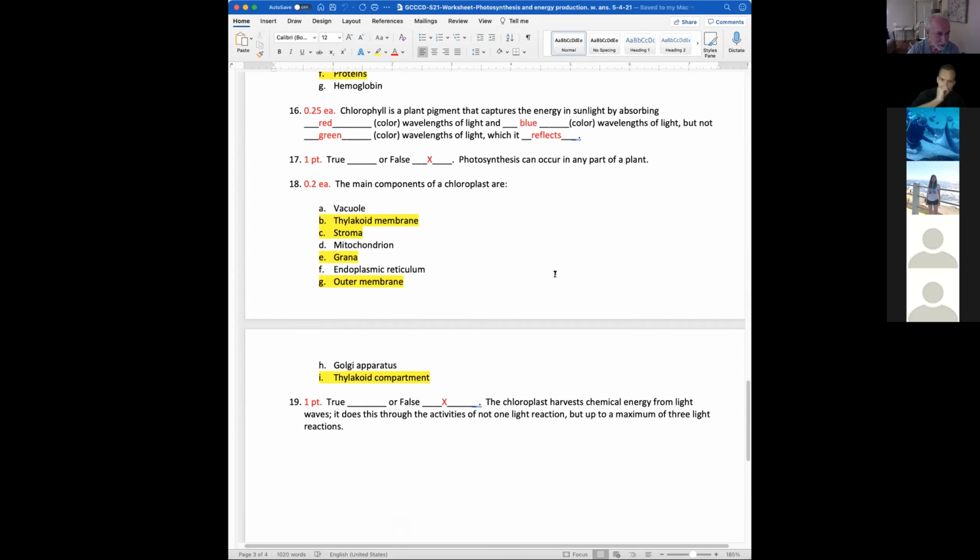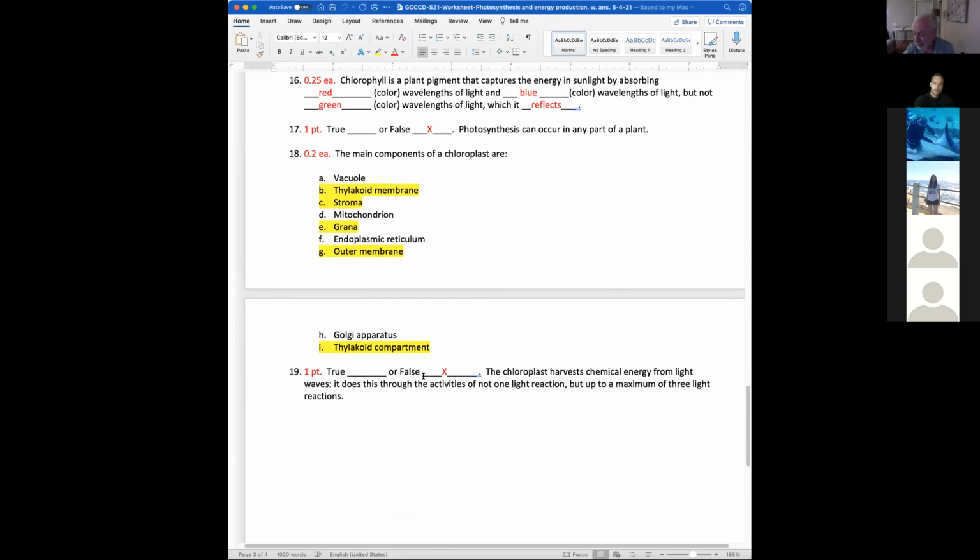The main components of a chloroplast are, there are 5 of them: the thylakoid, the stroma, the grana, the outer membrane, and the thylakoid compartment. And finally, the chloroplast harvests chemical energy from light waves. It does that through the activities of not 1 light reaction, but up to a maximum of 3 light reactions. That's false. Why is it false?